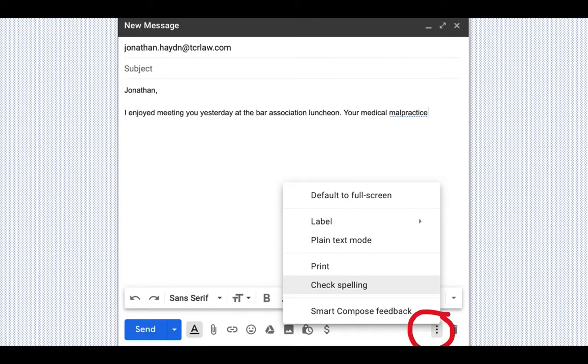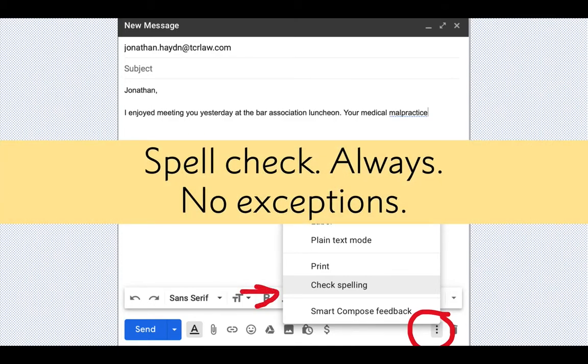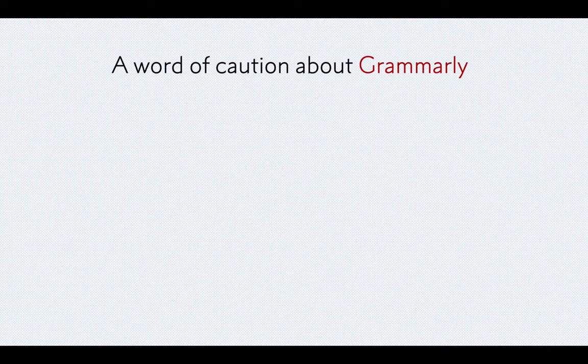If there is nothing else that you take away from today's lesson, I would say this: spell check, always, no exceptions. And the other thing I would say, spell check has its limitations. Unfortunately, there are many words in English that sound alike, but they're spelled differently, and spell check doesn't always catch that. So on the topic of checks, let's talk about Grammarly.